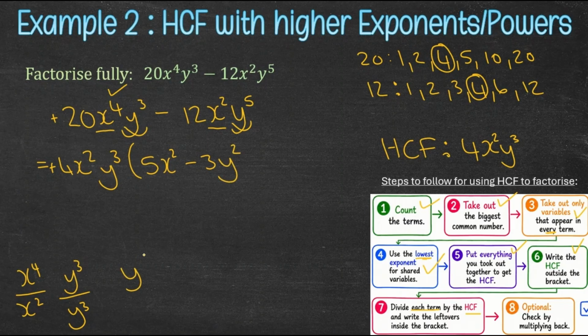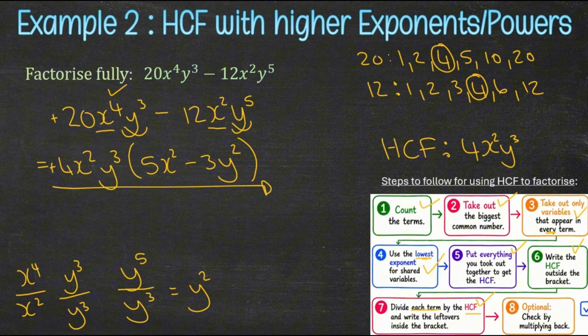Let me show you. I've got y to the power of 5 divided by y cubed. My bases are the same. I'm dividing. That means I can subtract my exponents. And 5 minus 3 gives us y squared. So that is my final answer. So step 7 is done.